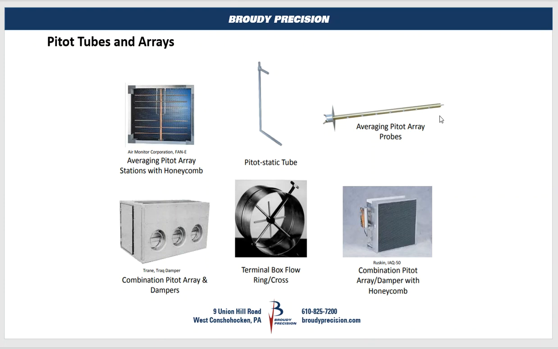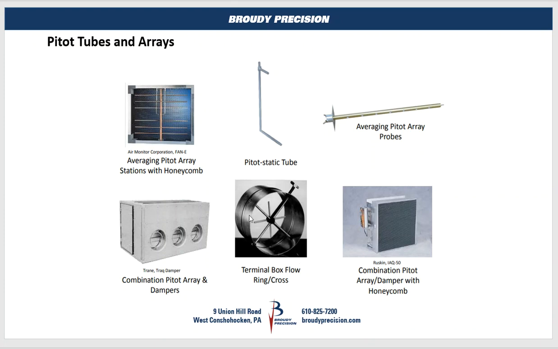The averaging pitot array technology is right here. Often you'll see that for supply air calculation. And on the bottom of the screen here, you'll see a combination pitot array and damper. They can be purchased so that the damper and the airflow monitoring are in the same configuration, purchased from the manufacturer. The terminal box flow cross ring, this is what everybody's mostly familiar with in a VAV system.